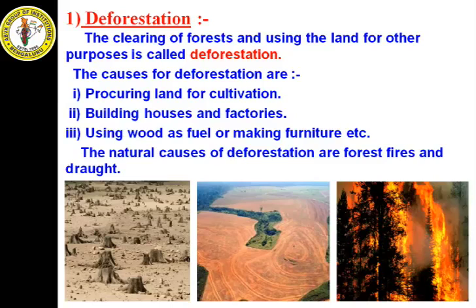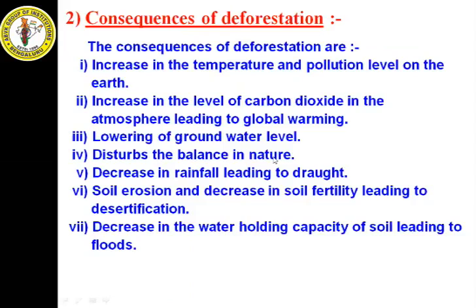Then the natural causes of deforestation are forest fires and drought. The first three points are the man-made causes, and there are two natural causes, that is forest fires and drought. What do you mean by forest fires? Recently you have seen forests catch fire because of high temperature. Understood? Then one more is drought. Drought means no rain for a long time. There is no rainfall for a long time, so that is called drought.